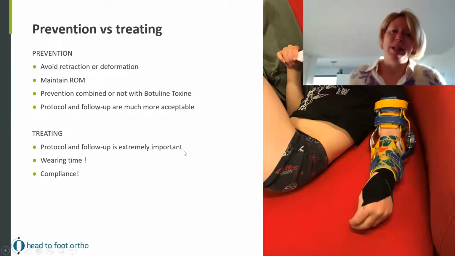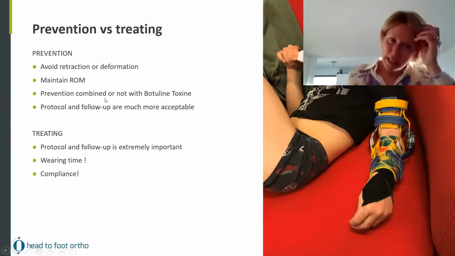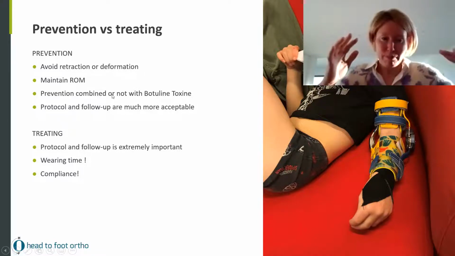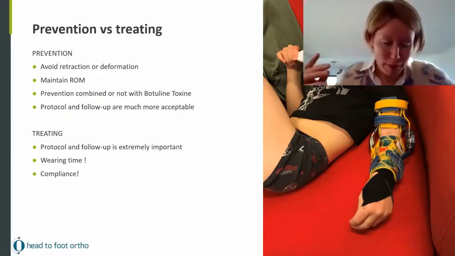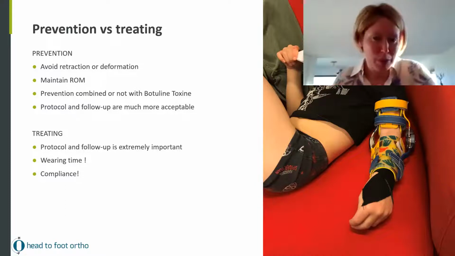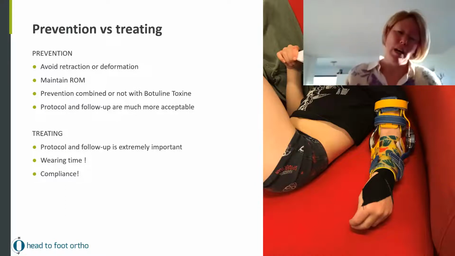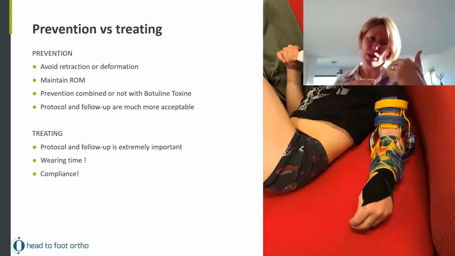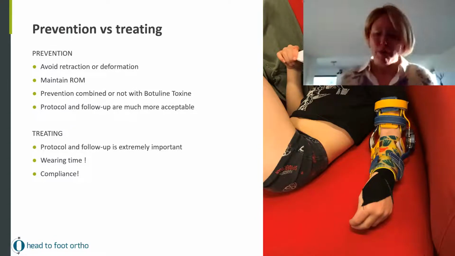In prevention, we maintain the range of motion or increase it a little bit. And what we see as well, and a few countries are doing that already, is to apply orthoses with multi-motion just after children or adults have been injected with Botox. You have the effect of the Botox and you sustain it with multi-motion. You maintain what you have at that moment, and we hope that the tension will stay low for a longer time.